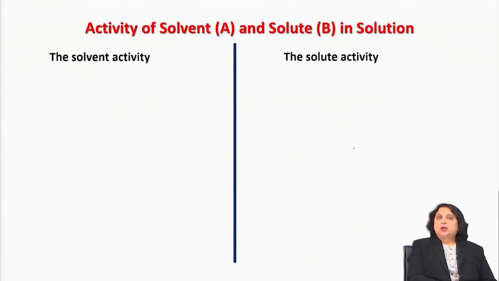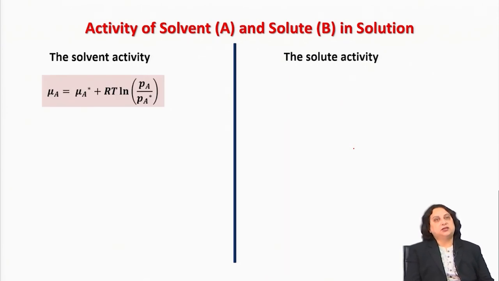Now, we next go back to our discussion of solute and solvent in a solution. In general, I can write down the solvent activity by considering the expression for the solvent chemical potential. So, mu A is equal to mu A star plus RT ln PA by PA star. This is an expression that we have already derived. And here, mu A star and PA star correspond to the chemical potential of the pure substance A and the partial pressure of the vapor phase of A in its pure state, that is in equilibrium with its liquid state.